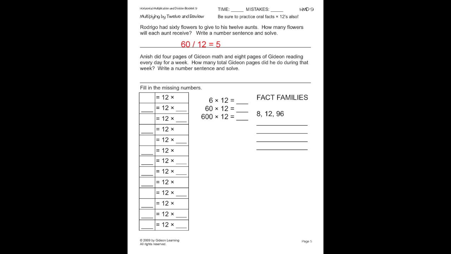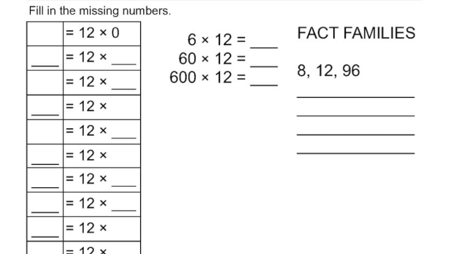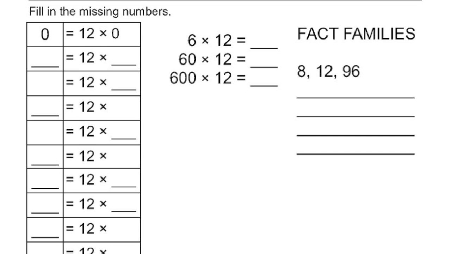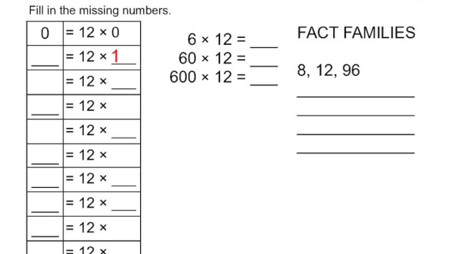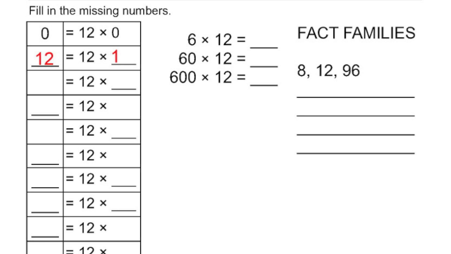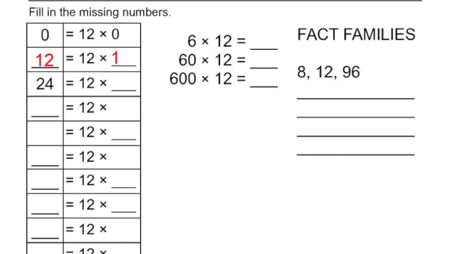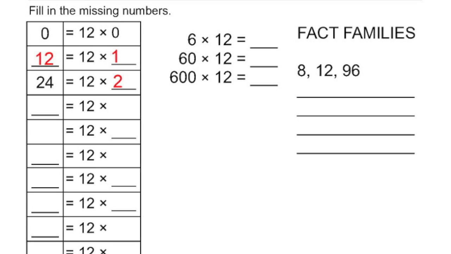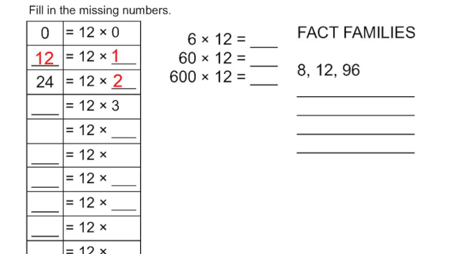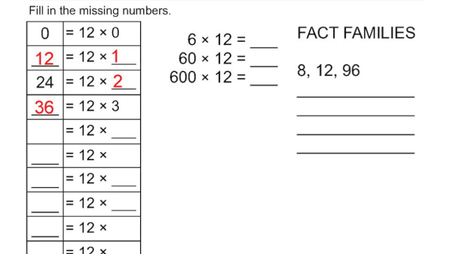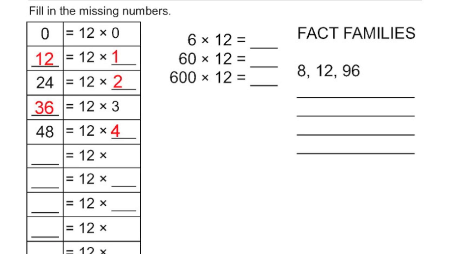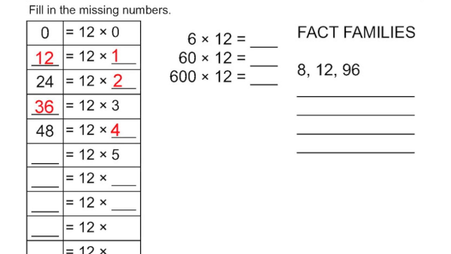So let's move on down to fill in the missing numbers. I'm going to go ahead and start with 12 times 0, so that's going to be 0. 12 times 1, anything multiplied by 1 is just itself, so that's going to be 12. 24 is equal to 12 times 2. 12 times 3 is equal to 36. 48 is equal to 12 times something, so that's going to be 12 times 4. And 12 times 5 is equal to 60.